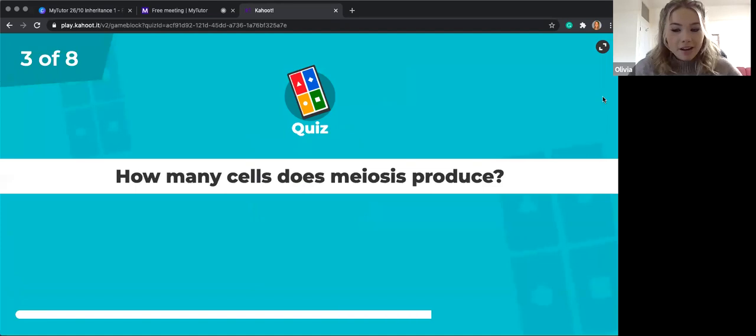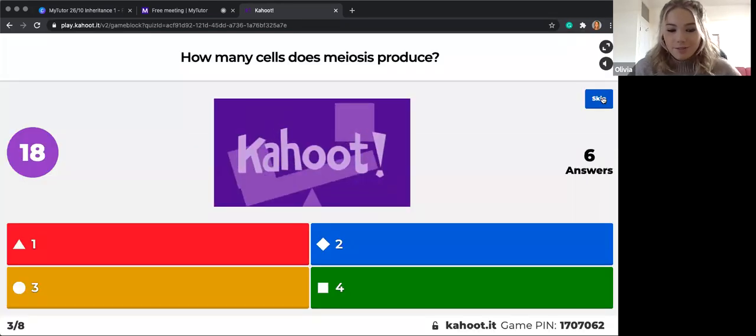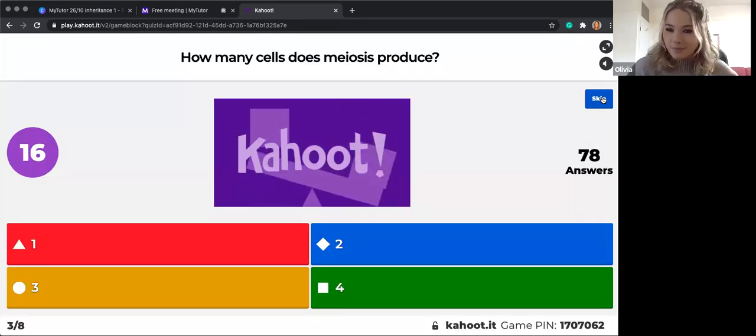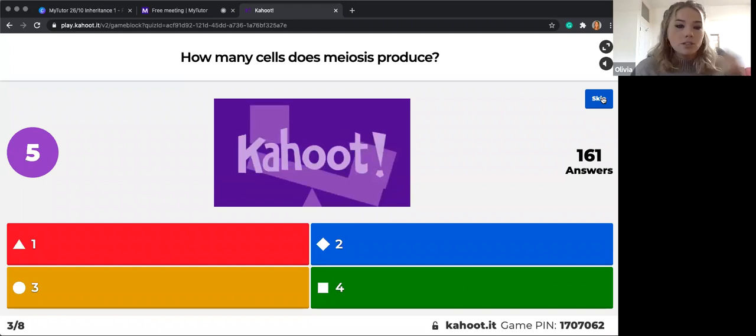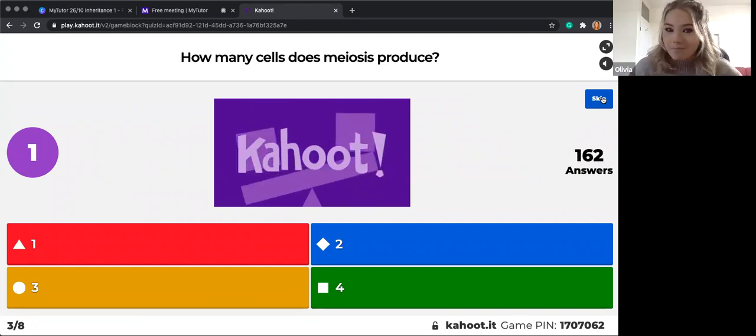How many cells does meiosis produce? 1, 2, 3, or 4? And again, if you get these wrong, don't be disheartened. It's really useful for you to then see where you're at, because then you can just go back and watch the appropriate sections again and try and get your head around it. But also, if you're doing well, then fab.